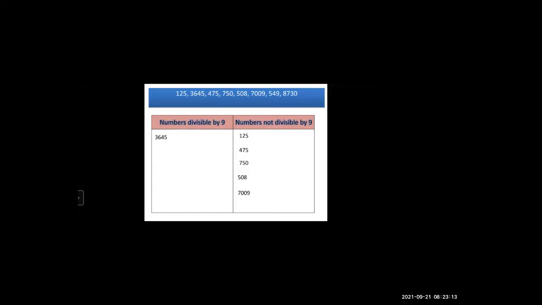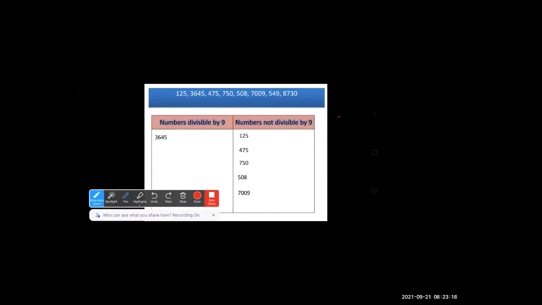Now let us classify this number 549. Add all the digits of this number. 5 plus 4 plus 9. 5 plus 4 is 9. And 9 plus 9 will give you 18, right? Yes, this number 549 is divisible by 9. Very good. Because 18 comes in the table of 9, we can say directly that the number 549 is divisible by 9.